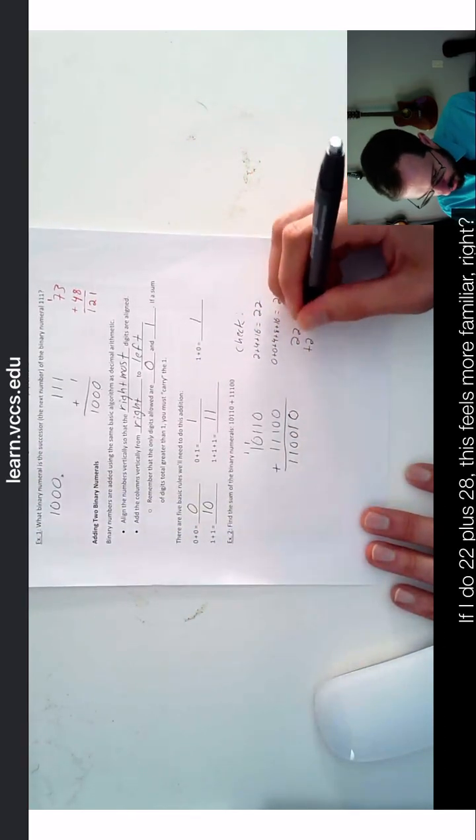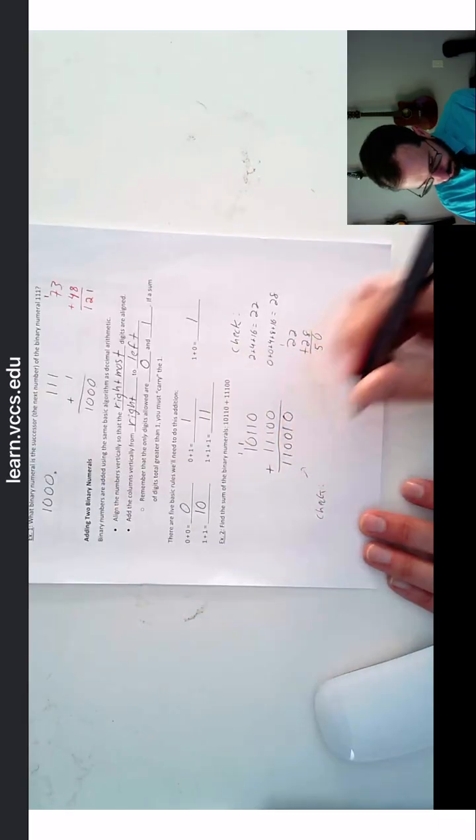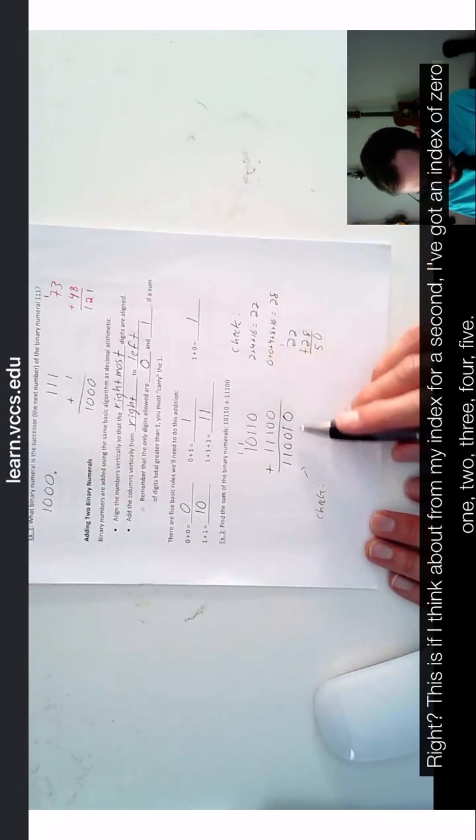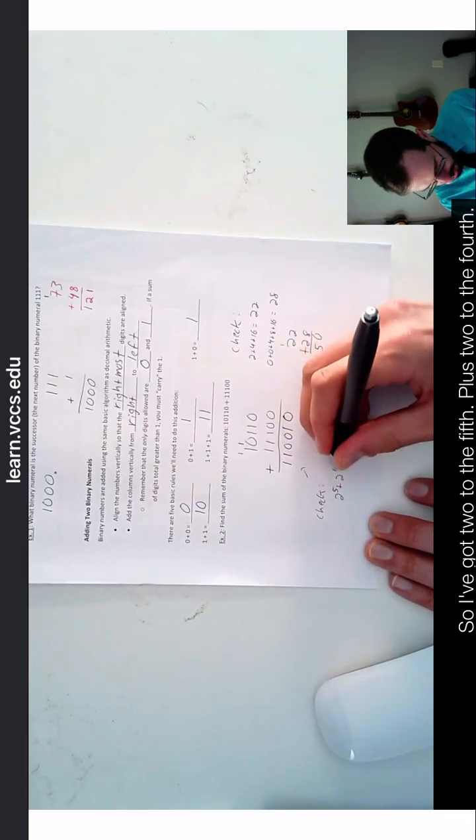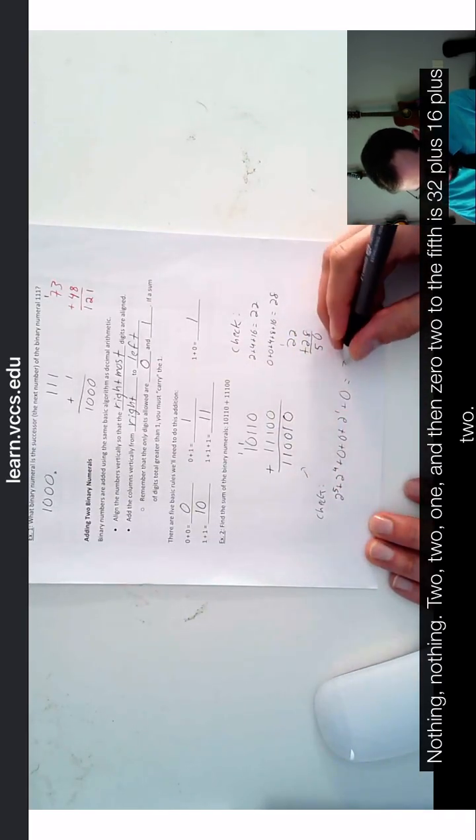If I do 22 plus 28, this feels more familiar, right? 2 and 8 add up to 0, carry the 1. So 22 plus 28 gets me a 50. And we could check this thing here, right? If I think about my index for a second, I've got an index of 0, 1, 2, 3, 4, 5. So I've got 2 to the 5th plus 2 to the 4th, nothing, nothing, 2 to the 1, and then 0. 2 to the 5th is 32, plus 16, plus 2. Lo and behold, that works out to be 50.